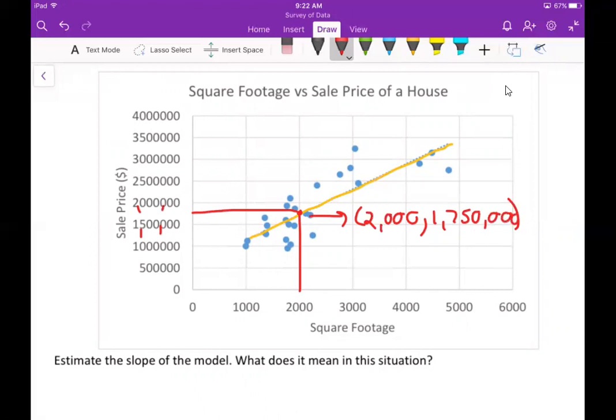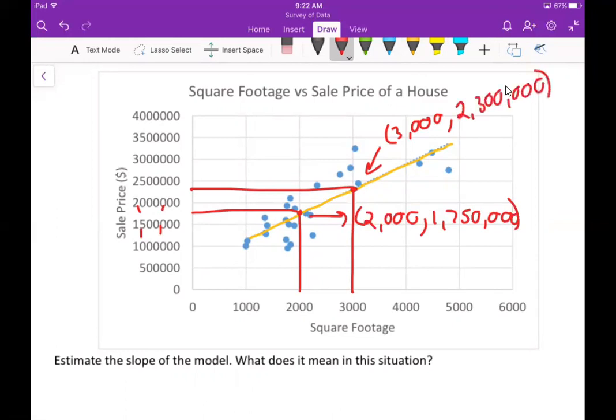All right, and then we can find another point. Let's see here, that would be good on this line. Again, you can use about anything. This one's close to halfway too. I would go a little bit above halfway there. So we could use that point and drag that over. And this one I would estimate to be definitely 3,000 square feet and just above halfway between 2 million and 2,500,000. So I'd probably go 2,300,000 there. Okay. And once we have 2 points, we can calculate the slope.